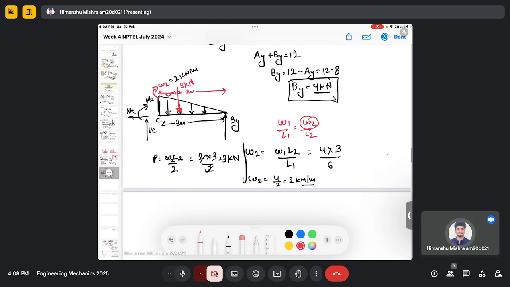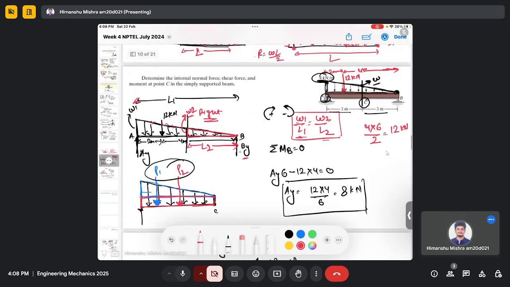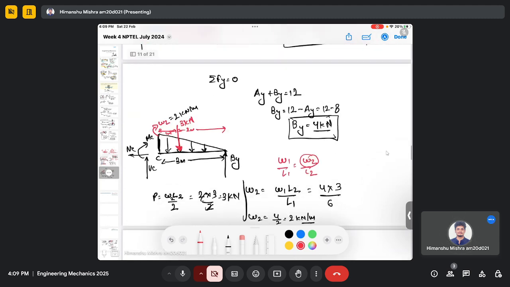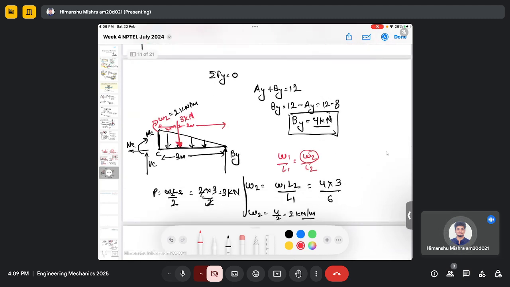So earlier my equivalent point load was 12 kilonewton and it is very much higher because W1 is higher and also L1 is higher. Due to both these reasons, the equivalent point load was much higher. But now, since W2 and L2 are both much lower than the previous case, we got a smaller equivalent point load compared to the previous case.